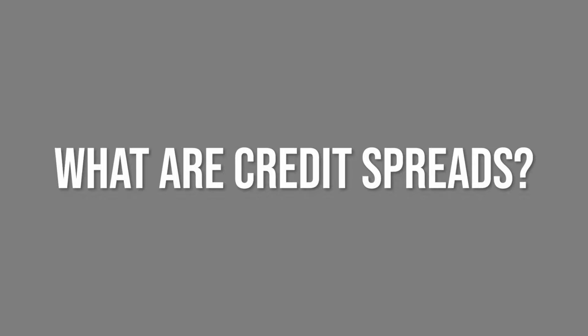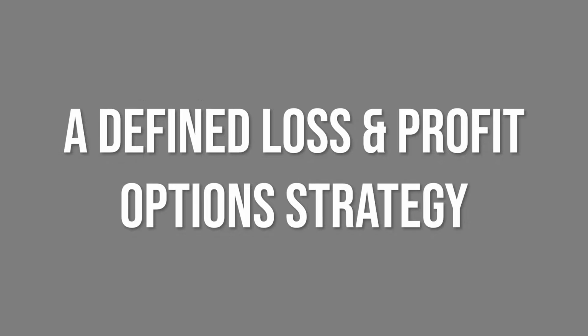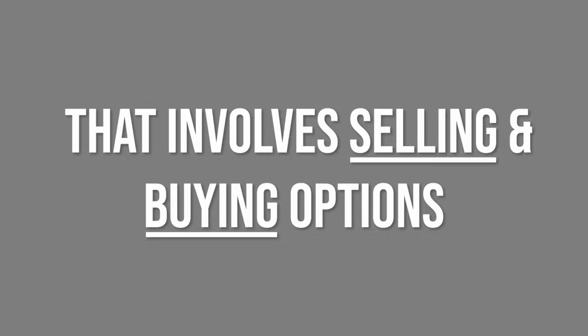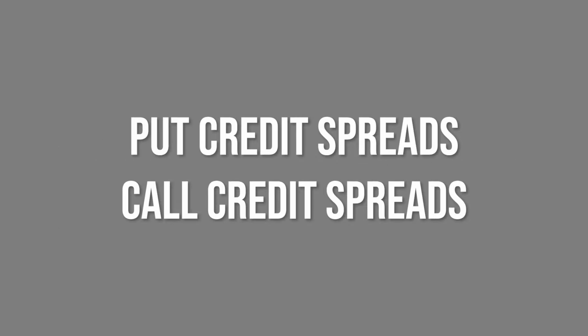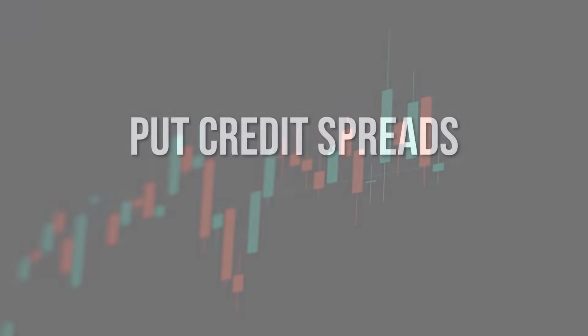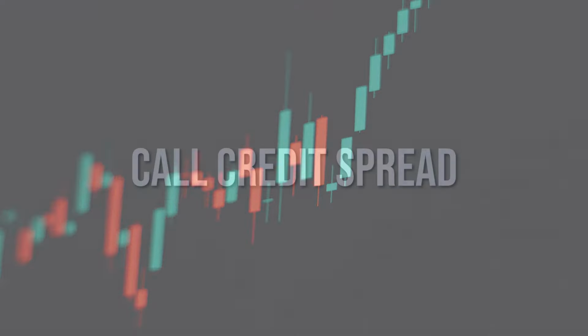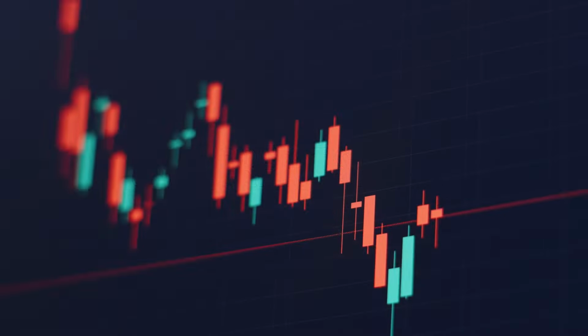So what are credit spreads? A credit spread is a defined loss and profit option strategy that involves simultaneously selling and buying an option on the same stock that expire at the same time. There are two main types of credit spreads: put credit spreads and call credit spreads. Generally speaking, a put credit spread means you think the stock is going to go up, and a call credit spread means you think the stock is going to go down.